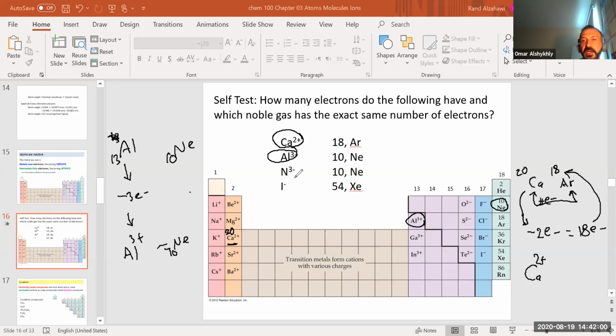Now, the same thing applies for negative ions. Look at nitrogen. Nitrogen has atomic number 7, close to neon, which is 10. Now, nitrogen needs to gain, this time, 3 electrons. Because it gains, nitrogen will have a negative charge. How many electrons? 3, so it will be 3 negative.